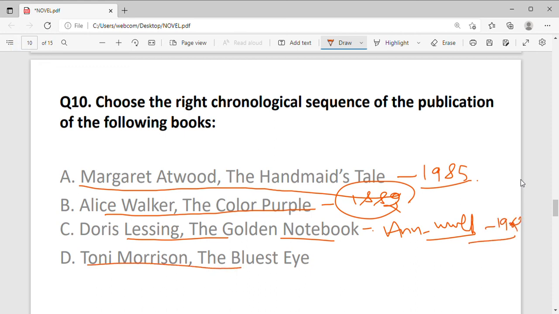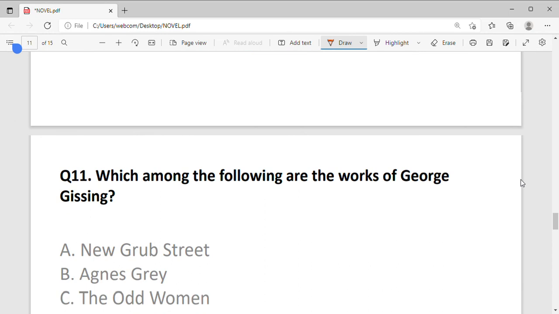Toni Morrison, The Bluest Eye, again about Black women and their plight. This is what she has articulated in this novel, published in 1970 by Toni Morrison. A very important work, The Bluest Eye. Beloved is an amazing novel, so make sure you read that novel too, by Toni Morrison.